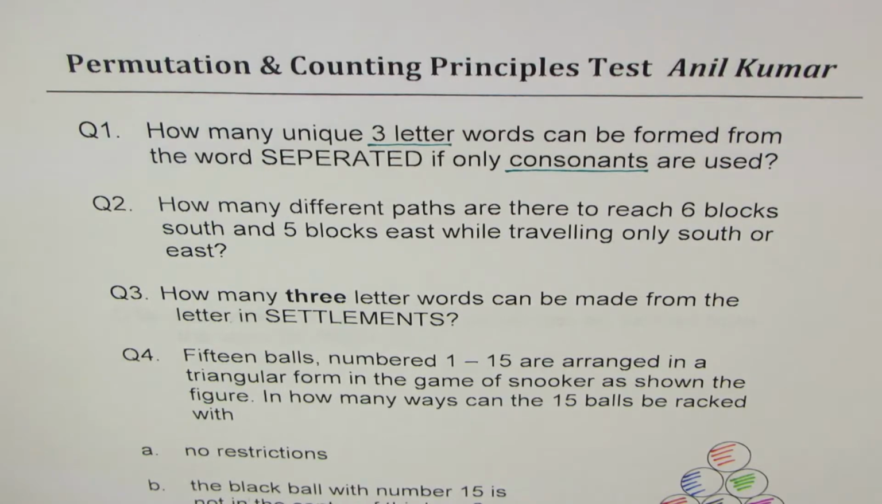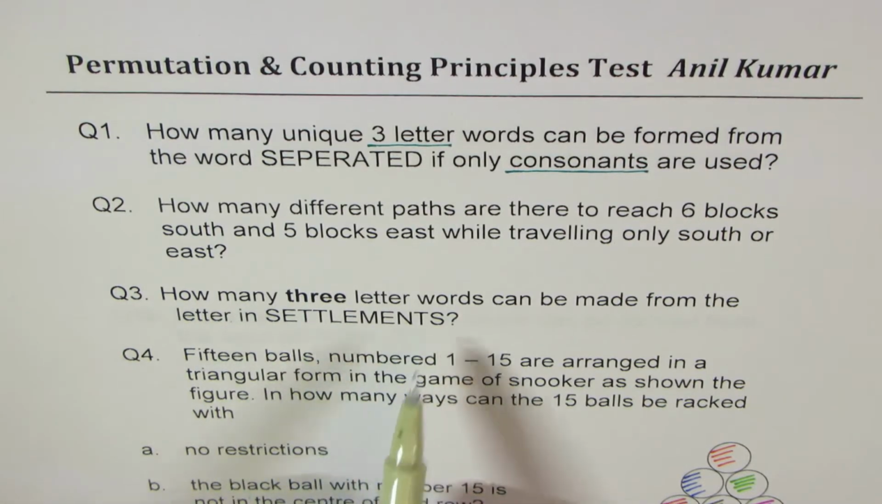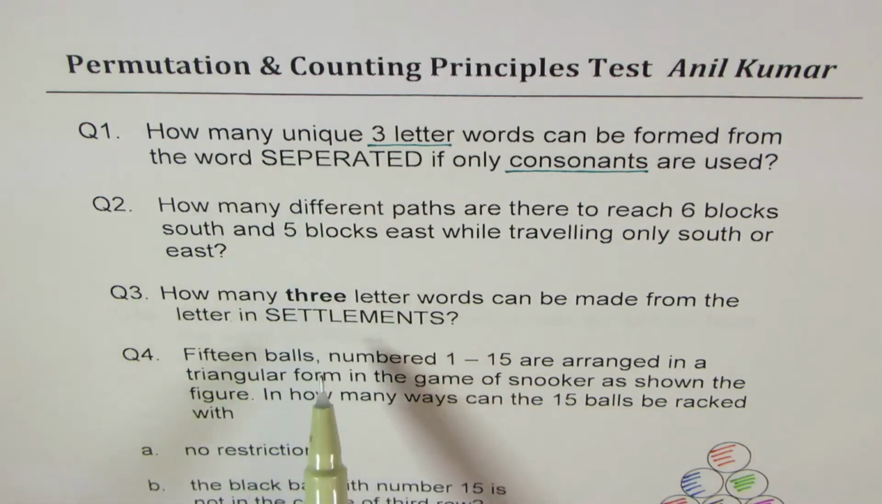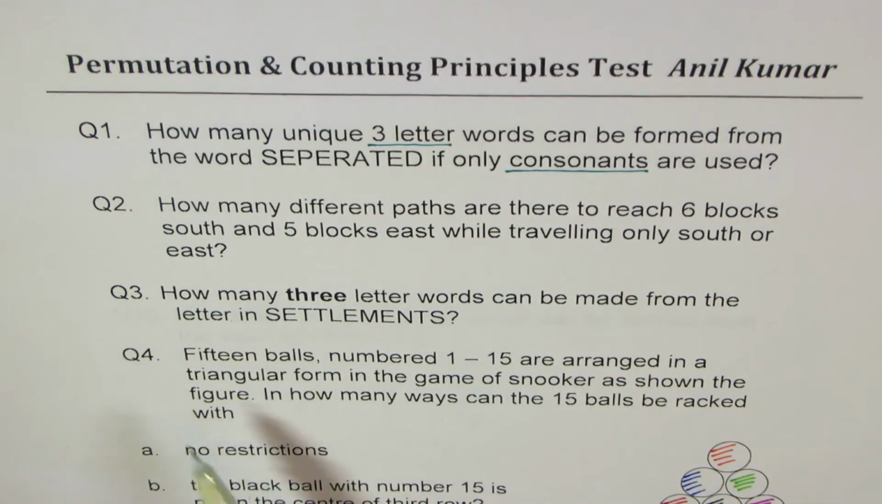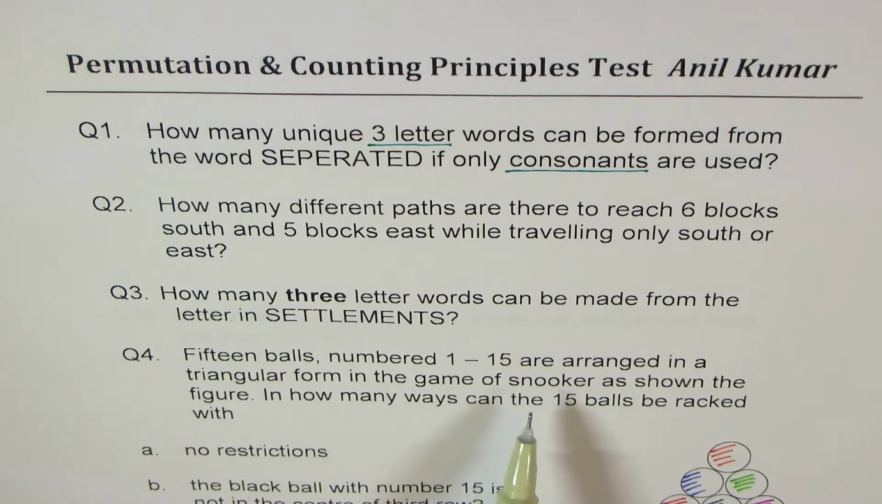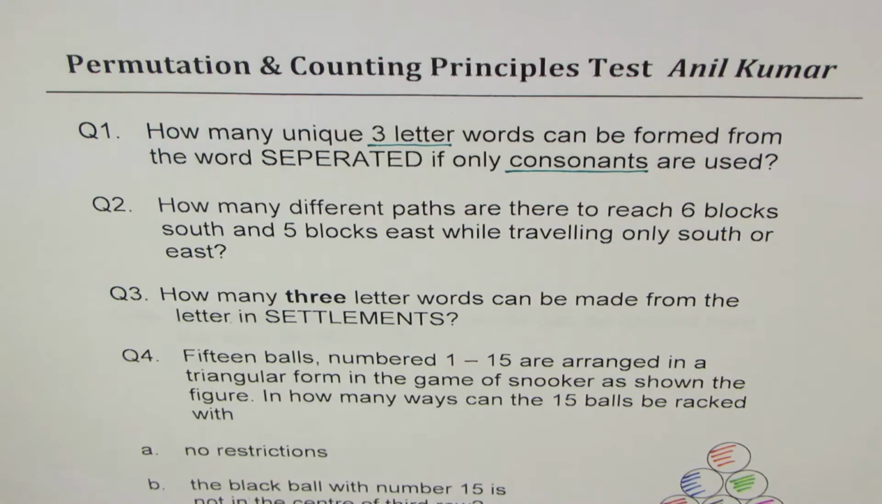Question number 3. How many 3-letter words can be made from the letters in settlements? So these two are separate questions. Separated, we have to do only with consonants, right? Question number 4. 15 balls numbered 1 to 15 are arranged in a triangular form in the game of snooker as shown in the figure. In how many ways can the 15 balls be racked with?